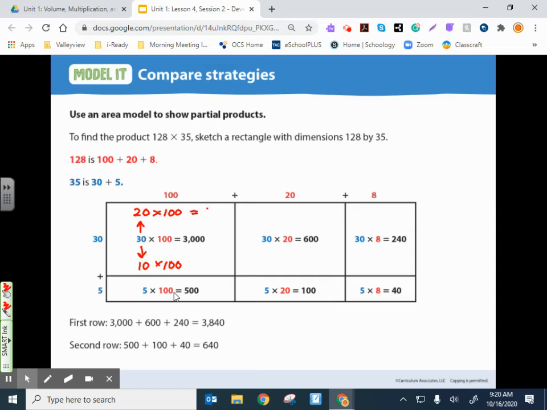20 times 100 is 2,000. 10 times 100 equals 1,000. That's the same as 3,000, so it's not going to make a difference at all. As long as these numbers, the 20 and the 10, those factors equal this one, then you should be okay. You could split this up into 5s, or 10, 10, and 10. You're still going to get the same amount in each box. So that's what they're meaning by that question.